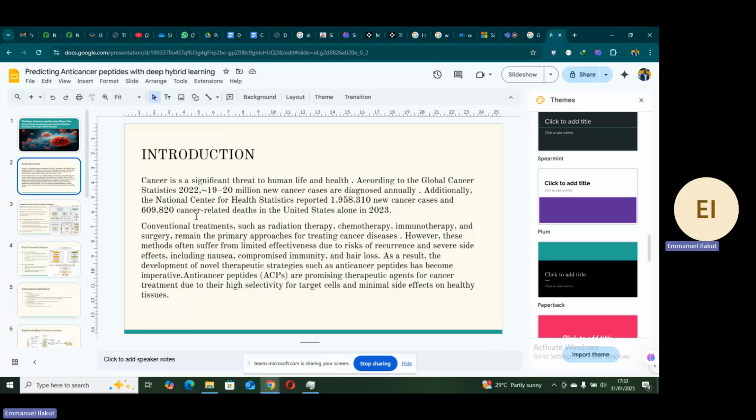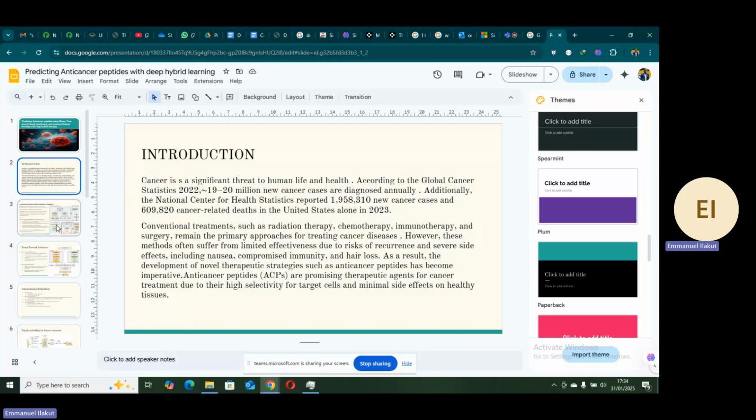Let's start by understanding the problem. Like I've already mentioned, the goal of the authors who developed this hybrid model was to classify peptides as either anti-cancer or non-anti-cancer peptides. This is crucial because anti-cancer peptides have the potential to treat cancer. However, predicting these peptides is not straightforward, and existing models have quite a number of challenges.